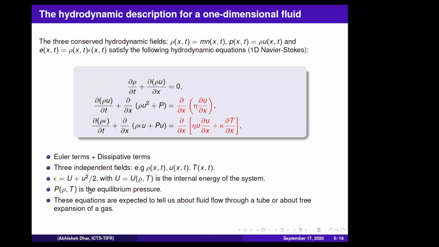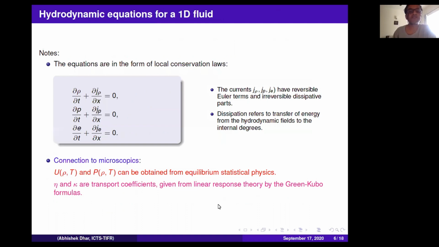Okay, so basically I can write these equations in terms of just three fields which I can choose. So for example, I can choose density, velocity field, and temperature as the independent fields. And like I said, these equations will tell us how water flows through a tube, or if I have free expansion of a gas, how the profile evolves with time. So these equations have this kind of information. Okay, so the basic structure of these equations is that they are in the form of continuity equations. And for the three conserved quantities, there are three currents, and these currents have reversible Euler terms and irreversible dissipative parts.